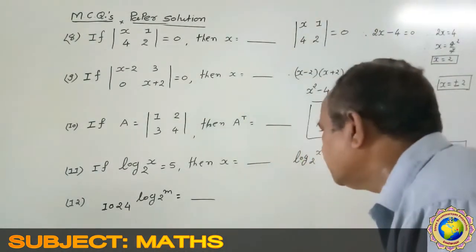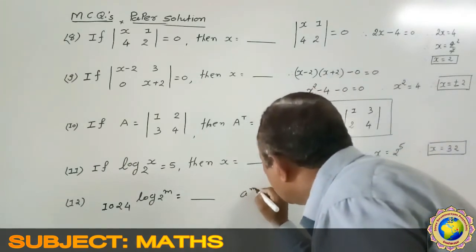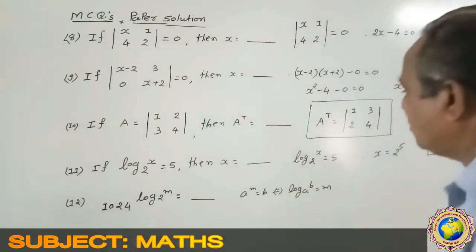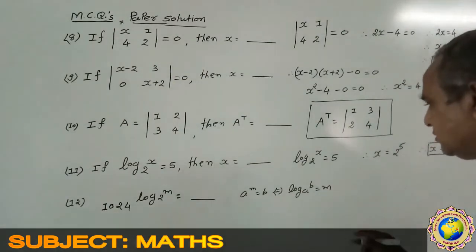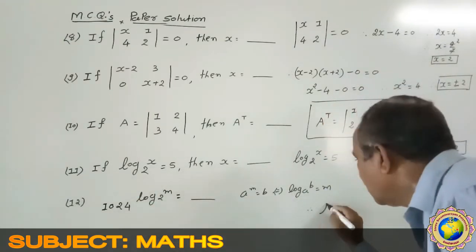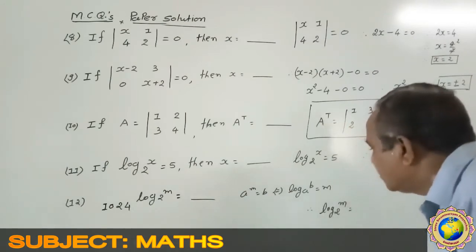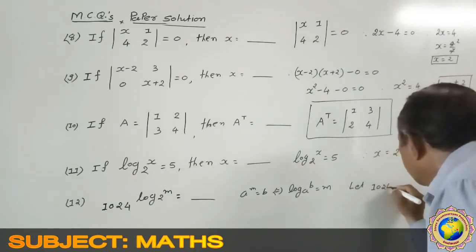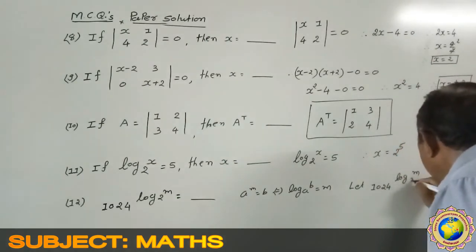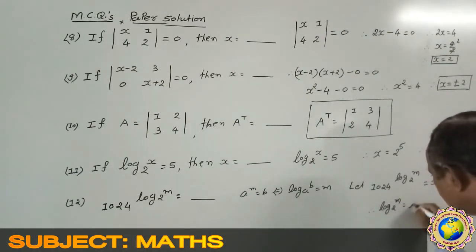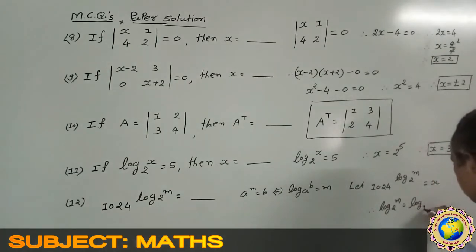And MCQ number 12. Here e raised to n is equal to b, that is equal to log e raised to b is equal to n. Clear? So here n is all. So log 2b z is equal to first play. 2 raised to log m is equal to x. So log m raised to is equal to log 2 raised x. Clear?